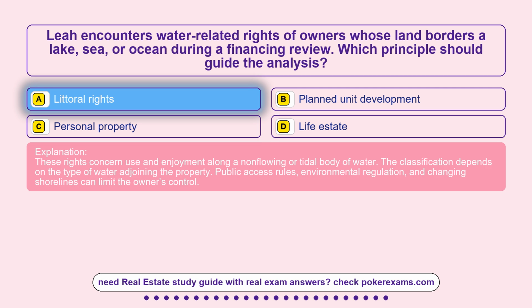These rights concern use and enjoyment along a non-flowing or tidal body of water. The classification depends on the type of water adjoining the property. Public access rules, environmental regulation, and changing shorelines can limit the owner's control.